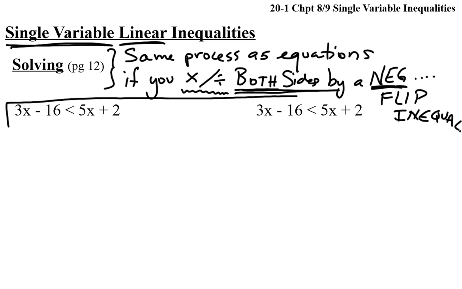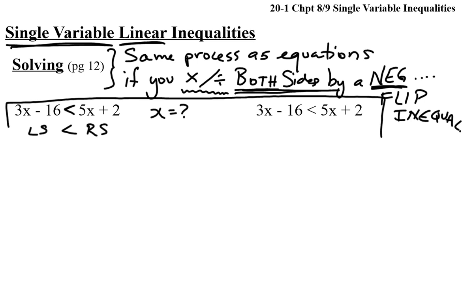So here's the same question we're going to do twice. We're going to solve it, and we're going to move the x's to the right side the first time, and we're going to move x's to the left side the second time. So here we go. 3x minus 16 is less than 5x plus 2. We need to figure out what values for x will make the left side not equal to the right side, but less than the right side.